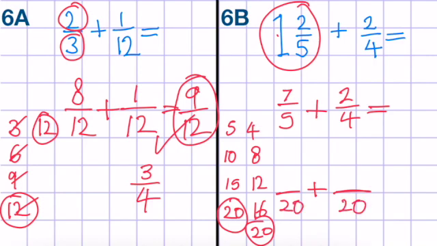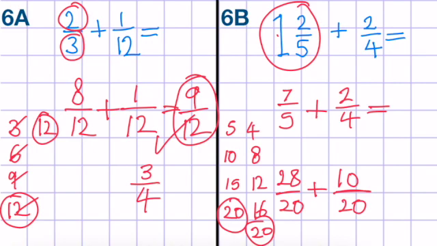Now, what did I do to 5 to make it into 20? I times it by 4. So I need to do the same thing to my numerator. 7 times 4 is 28. Now, what did I do to 4 to make it into 20? I times it by 5. So I'm going to do the same to my numerator. So 2 times 5 is 10.